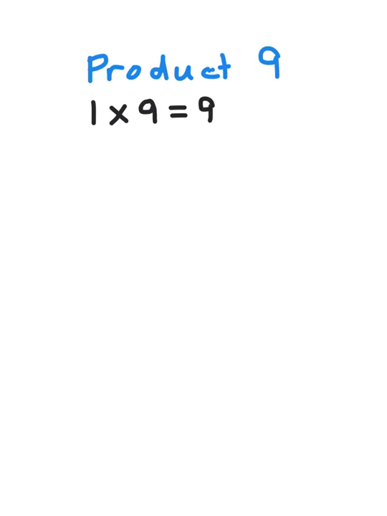Can you think of any other numbers that are factors of 9? Does 2 times anything equal 9? No, because 9 is an odd number. What about 3 times anything? Oh, yes, 3 times 3. 3 times 3 equals 9. Can you think of any other factors of 9? 4 times anything? No. 5 times anything? No, we're getting too close to the number 9 now. So these are all the factors of the product 9.